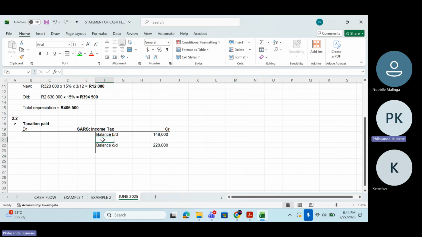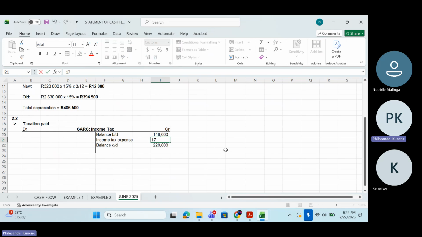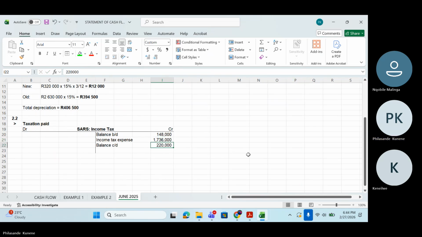And I still need to record my income tax expense here. How much is my income tax expense from the information that is provided? That is 1,736,000 rands. Okay.